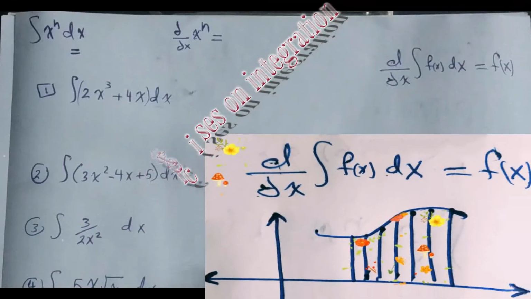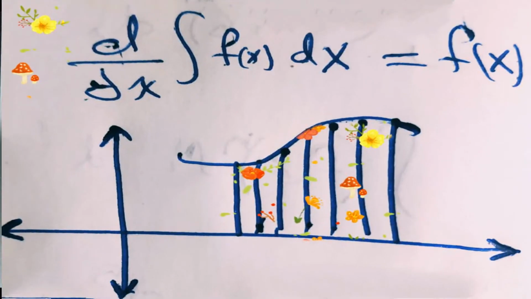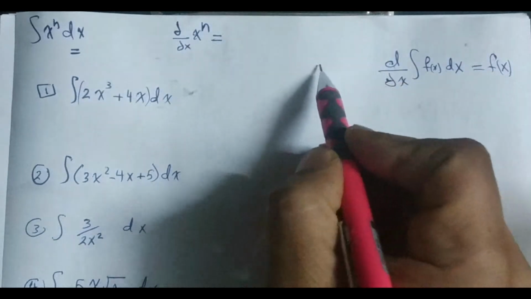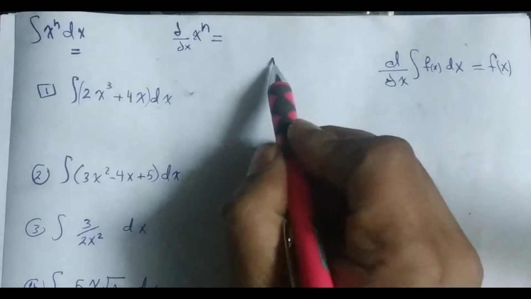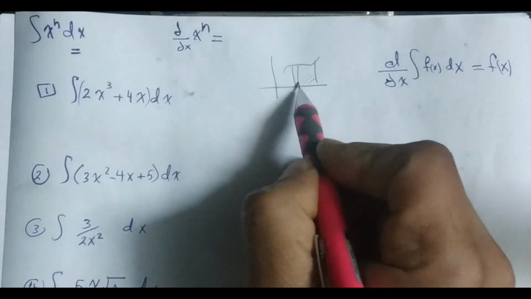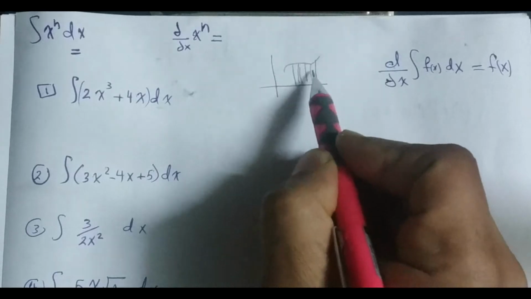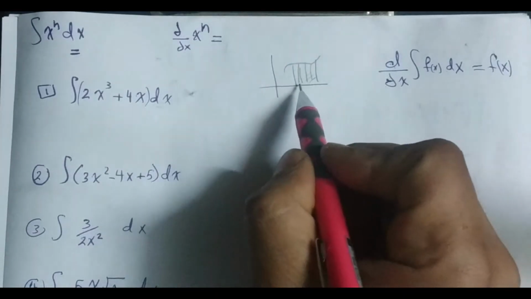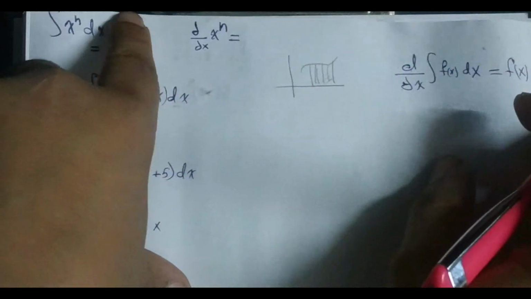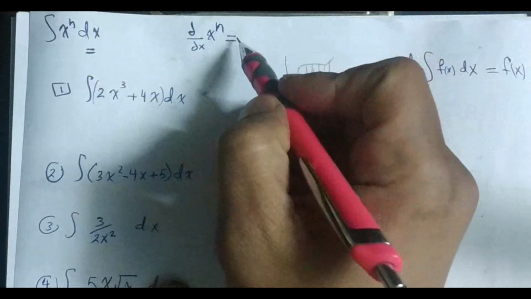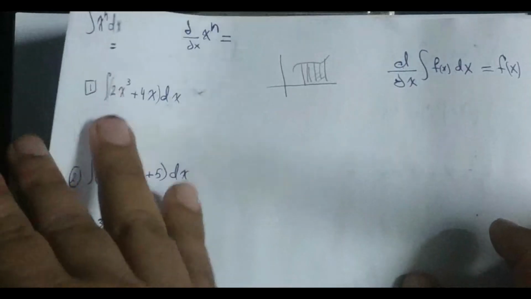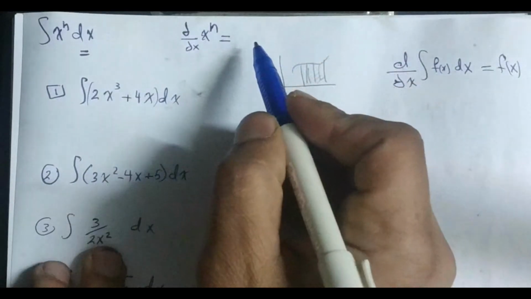Integration is the anti-derivative, the opposite of derivative, and its meaning is finding the area under the curve, like we know from the previous video, when we divide this area into rectangles and find the area by getting length times width. At the end of the previous video, we learned that integration is the opposite of derivative, the antiderivative of the function.